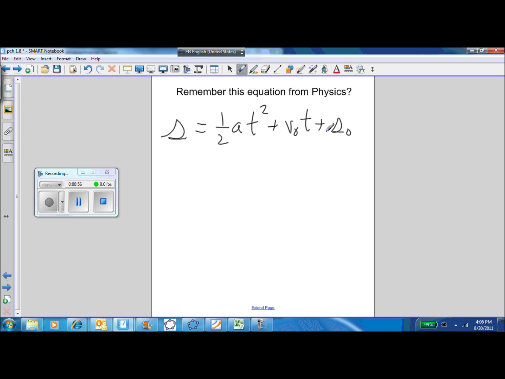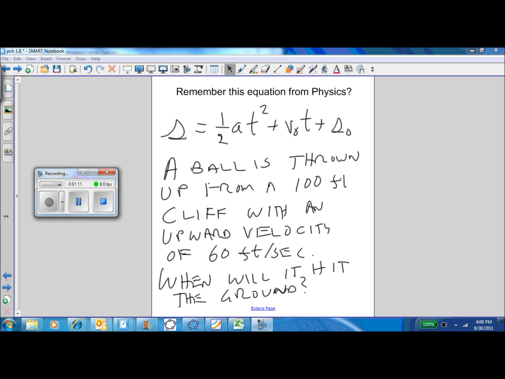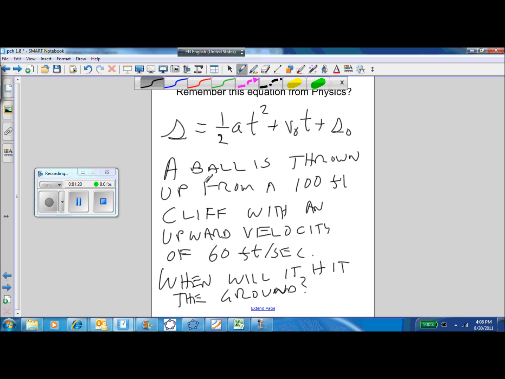So you can use something like this to answer, let's say, a ball is thrown up from a cliff, a 100-foot cliff, with an initial upward velocity of 60 feet per second. When will it hit the ground? Let's try and illustrate this with a picture.